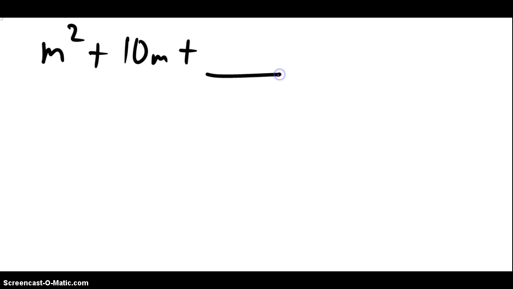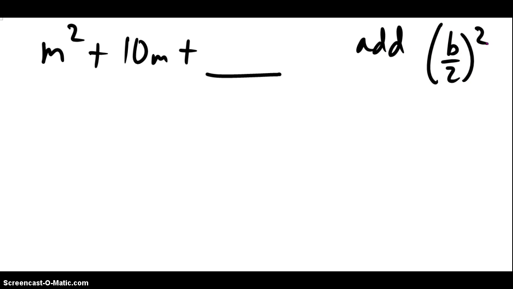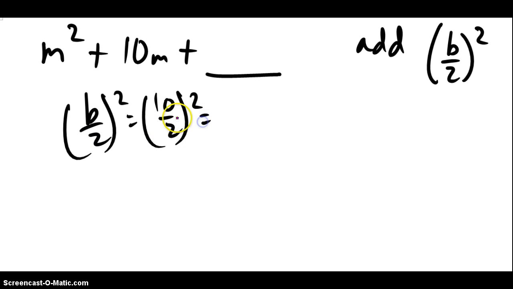So if we had, I don't know, let's go with m squared plus 10m plus... So again, what do we do? We add the quantity b over 2 quantity squared. That's what we want to do. What do we have to add here? Half of this squared. What's half of this? And then square that. So b over 2 squared is 10 over 2 squared. This is 5. 5 squared is 25. See it?